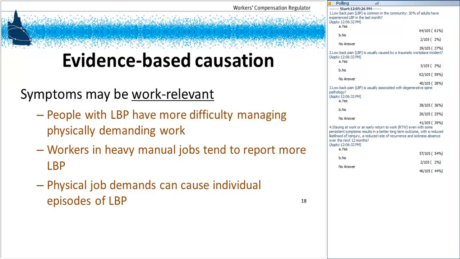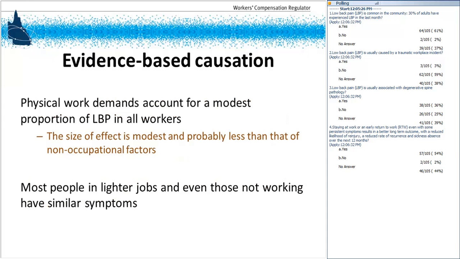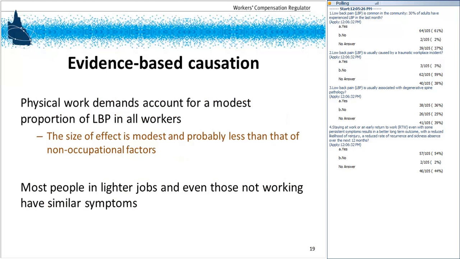So I would accept that physical job demands can cause individual episodes of low back pain, but it doesn't mean that work was necessarily the primary cause of low back pain. And in fact, the physical work demands probably account for only a modest proportion of low back pain in all workers, and the size of effect is modest, and I think it's probably less than that of non-occupational factors. Most people in lighter jobs, and even those not working, will have a similar rate and prevalence of symptoms.